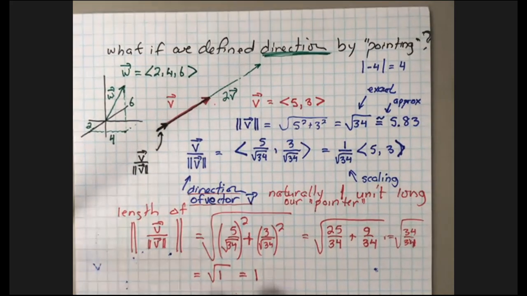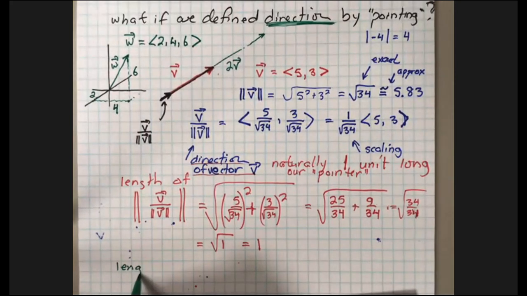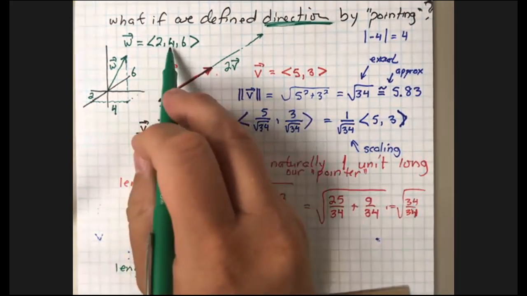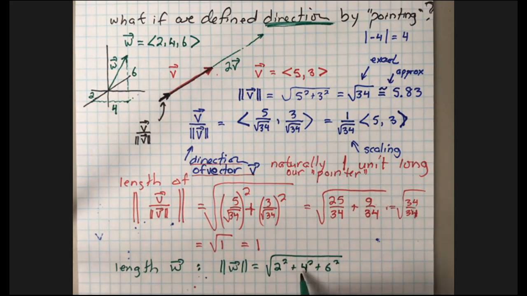And what's cool about our notions of length and direction right now? Because if I asked you what length is of W, you'd have no hesitations. Length W equals what? Square 2, square 4, square 6. Now, you can do this quickly in your head, but don't make any errors. But there's no harm in writing it down. Usually, I just square them, add, and square root. So what I got? 4, 16, 36. 4 plus 16 is 20, plus 36 is 56. This is the square root of 56.